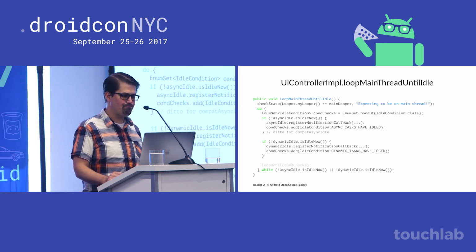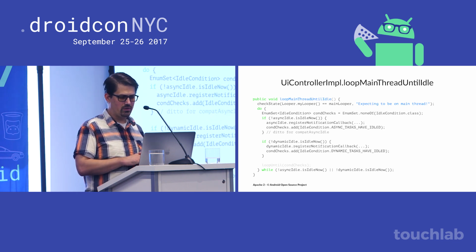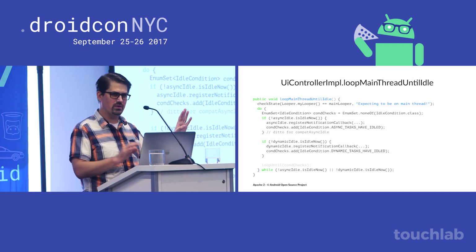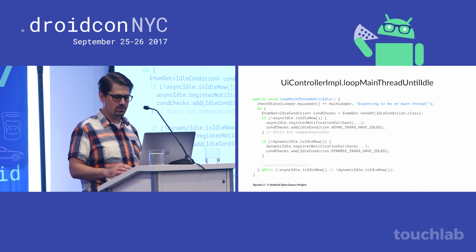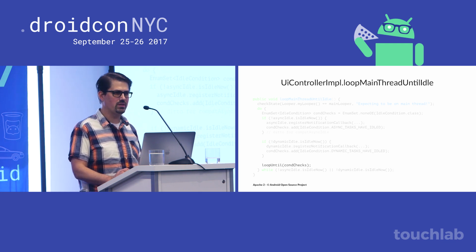All right. So back into this method that we were looking at. It builds a list of conditions that it needs to look at. It goes through, is it idle? Okay, it's not idle yet, so I need to loop until it's idle, and it adds those to that. Then it takes that set of conditions and passes it into loopUntil. So it's going to loop until these conditions are satisfied.